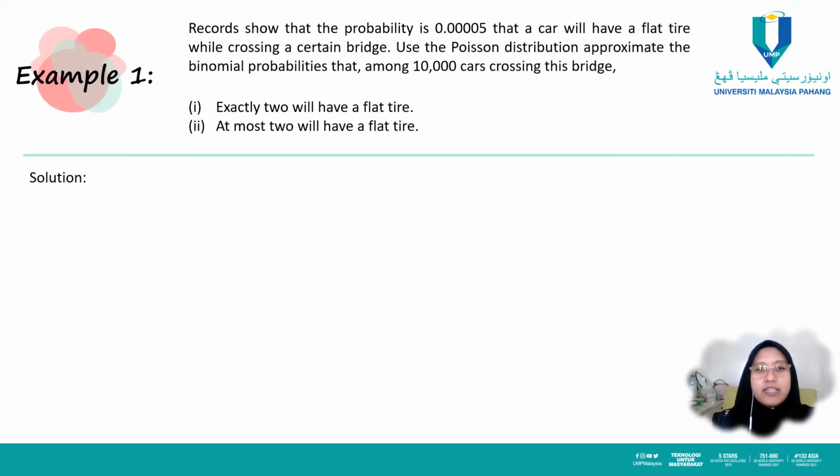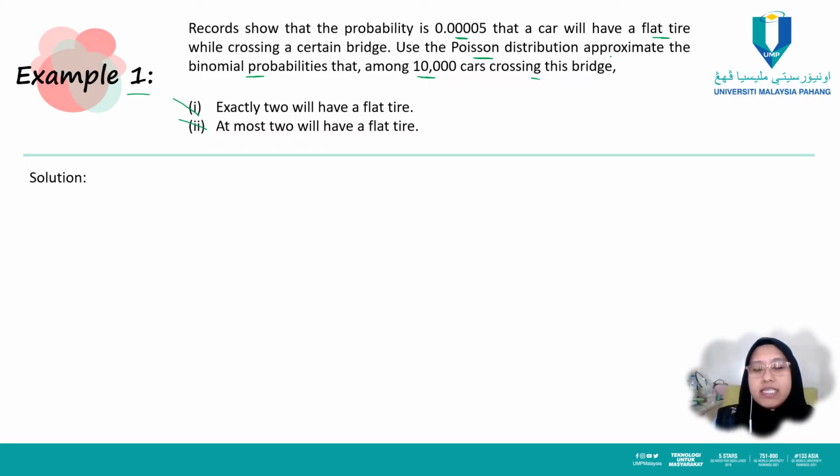Alright, let's start with example number 1. Records show that the probability is 0.00005 that a car will have a flat tire while crossing a certain bridge. By using the Poisson distribution, approximate the binomial probabilities that among 10,000 cars crossing this bridge, first, exactly 2 will have a flat tire, and second, at most 2 will have a flat tire.